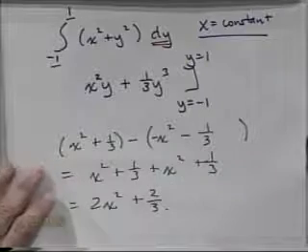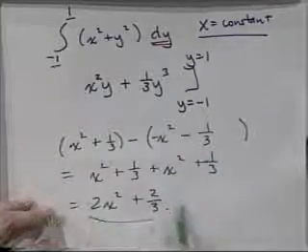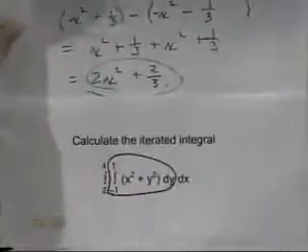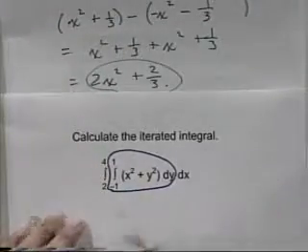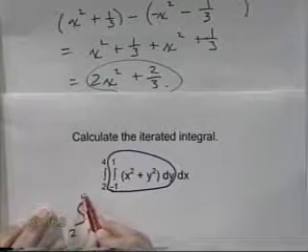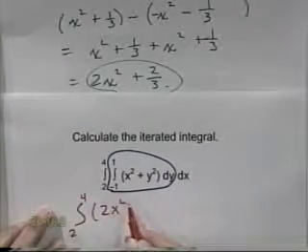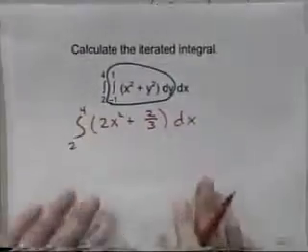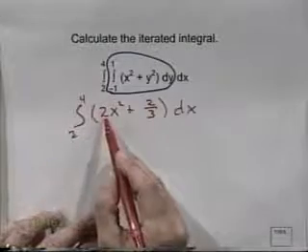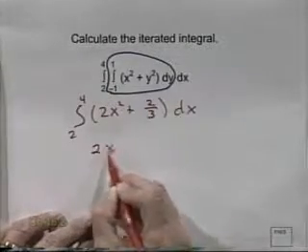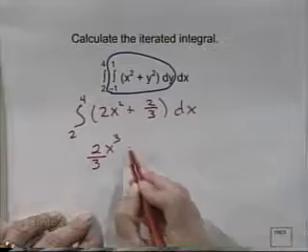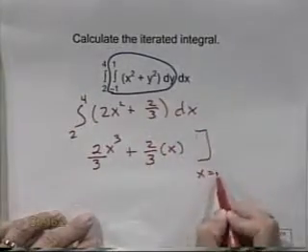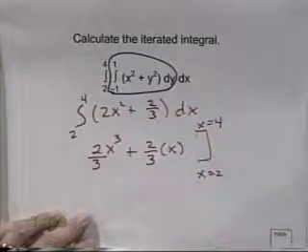And unfortunately, am I finished? No. That's just the inner integral. So I've got to take that answer and plug it into the outer integral. So now I'm doing the integral from 2 to 4 of 2x squared plus 2/3 dx. And again, x is changing, so the integral of 2x squared is going to be 2x cubed over 3 plus 2/3 x, and we're going from x equals 2 to x equals 4.